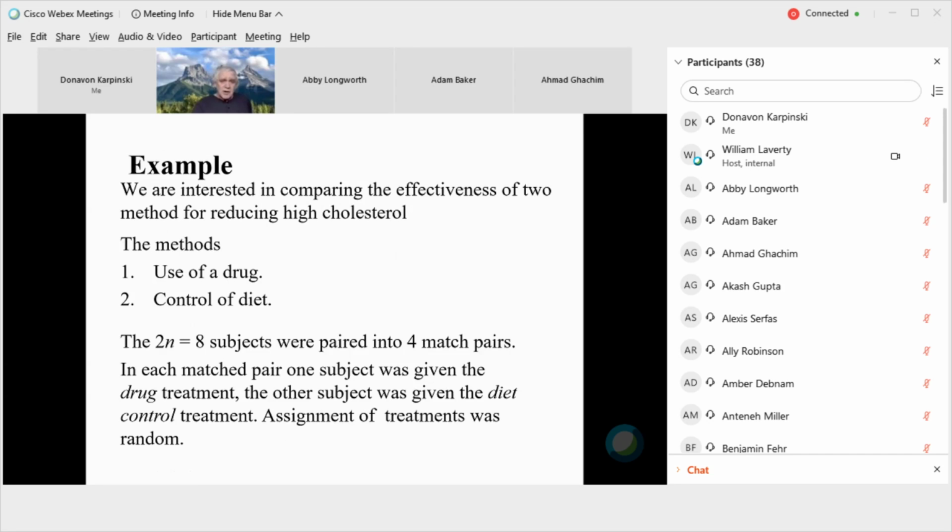Example, suppose we're comparing the effectiveness of two methods of reducing cholesterol. One is to use a specific drug. The other method is to control the diet. We have a total of 8 subjects. They're grouped into 4 matched pairs. Probably you'd match them according to their initial cholesterol level. In each matched pair, one subject was given the drug treatment, the other one was given the diet control treatment. The assignment of the treatments in each matched pair is done at random.